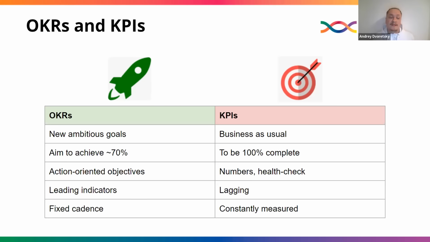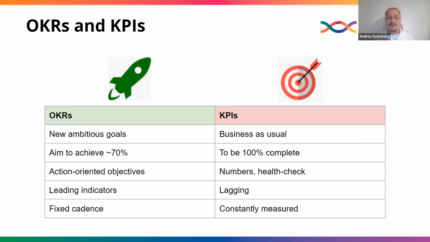The third difference is that OKRs are action-oriented objectives, while KPIs are numbers providing us a benchmark or a health check, like where we are with our business as usual. And key results in OKRs should be formulated with leading indicators, showing us upfront, in advance, whether we are moving in the desired direction or not, while KPIs tend to be lagging indicators, showing whether something good or bad already happened.